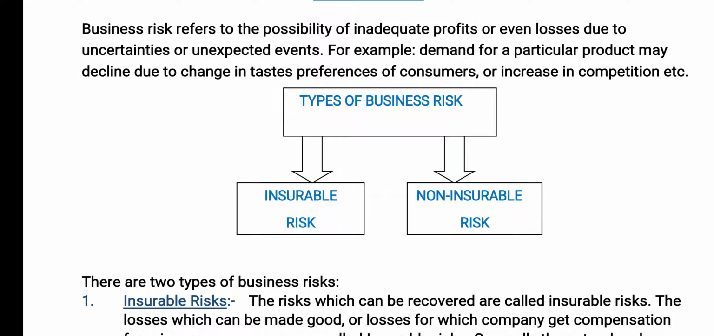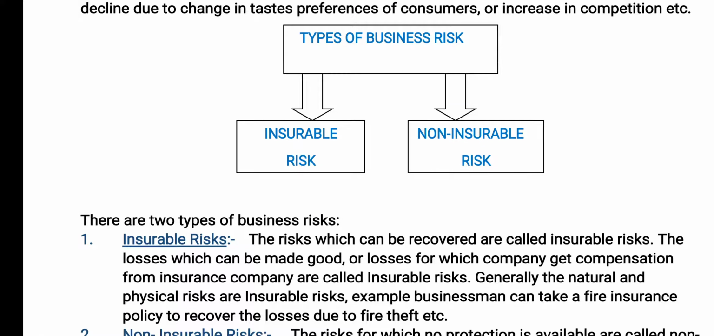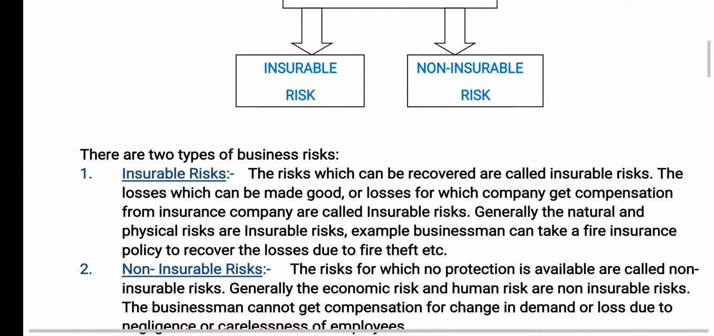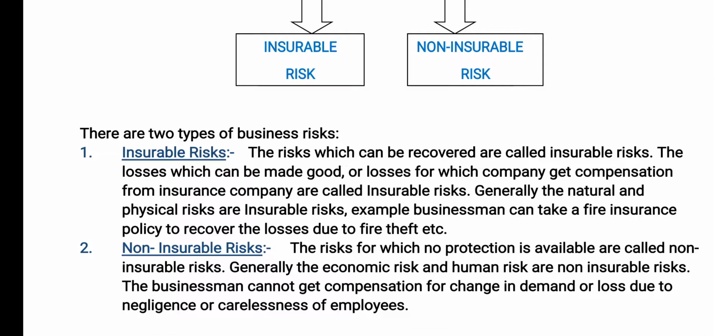So generally there are two types of business risk. First is insurable risk and second is non-insurable risk. As you can see in the chart, there are two types of risk, insurable and non-insurable. So first we will take insurable risk.